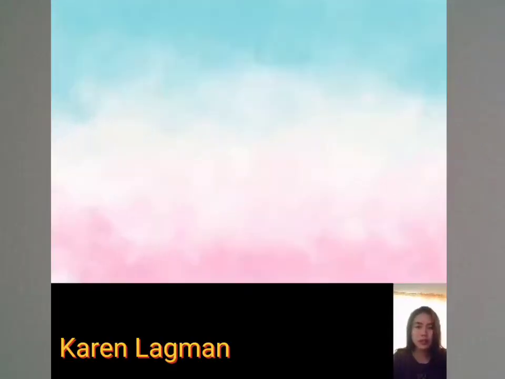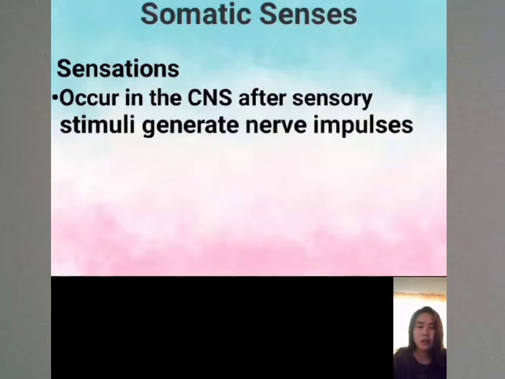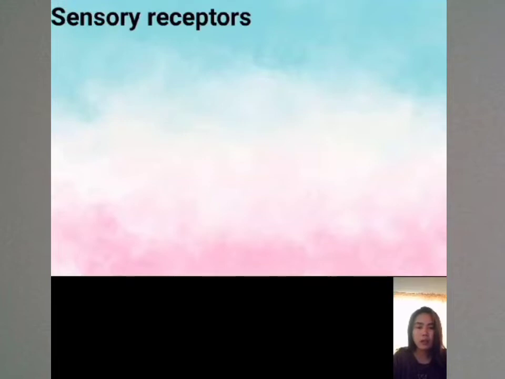So now we are discussing lab exercise 26, the somatic senses. Sensation occurs in the central nervous system after sensory receptors generate nerve impulses conveying environmental changes to the CNS. Sensory receptors can be classified in a number of ways. They can be classified by mode.